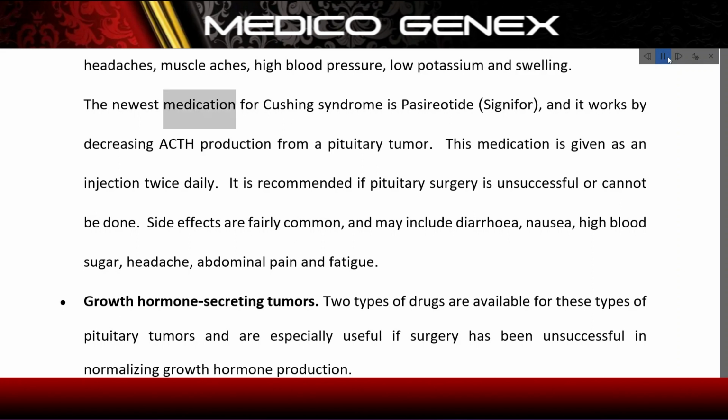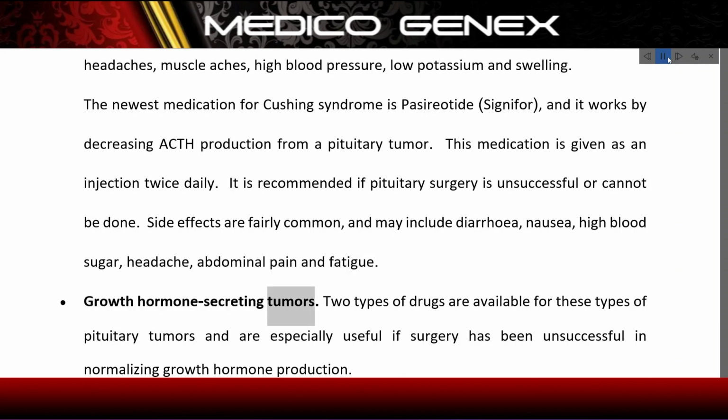The newest medication for Cushing syndrome is pasireotide, Signifor, and it works by decreasing ACTH production from a pituitary tumor. This medication is given as an injection twice daily. It is recommended if pituitary surgery is unsuccessful or cannot be done. Side effects are fairly common, and may include diarrhea, nausea, high blood sugar, headache, abdominal pain and fatigue.